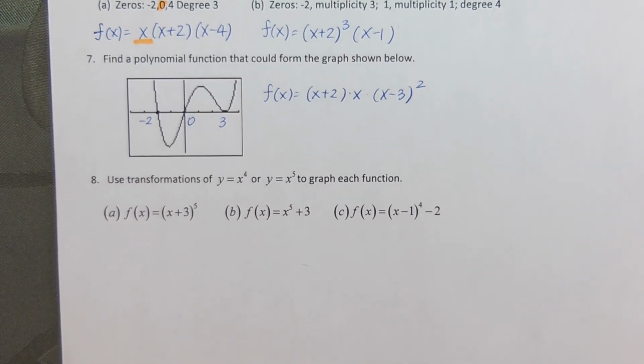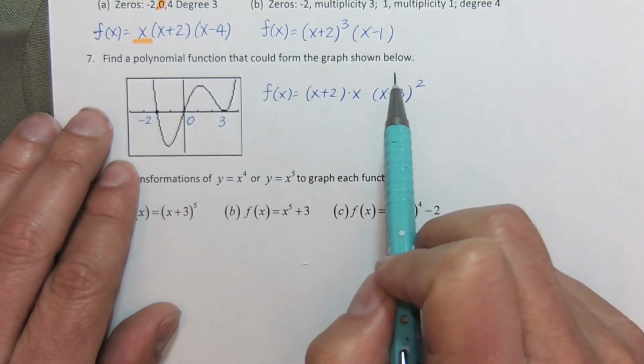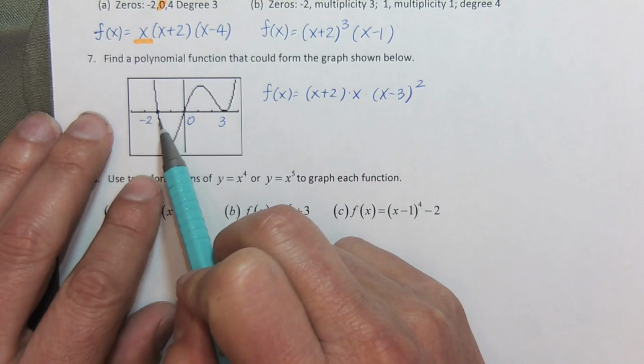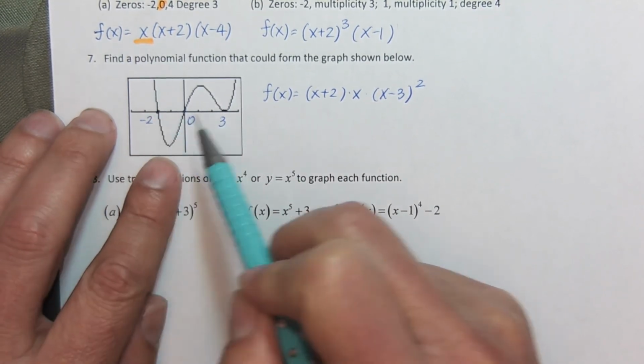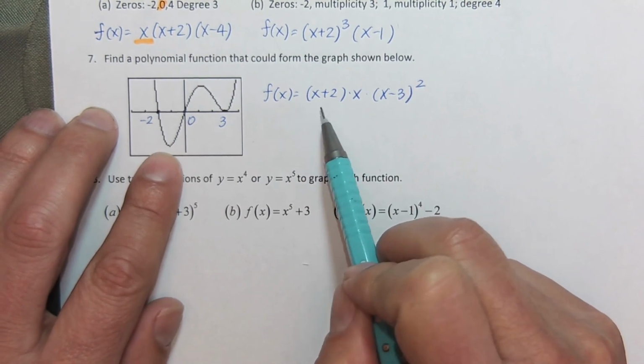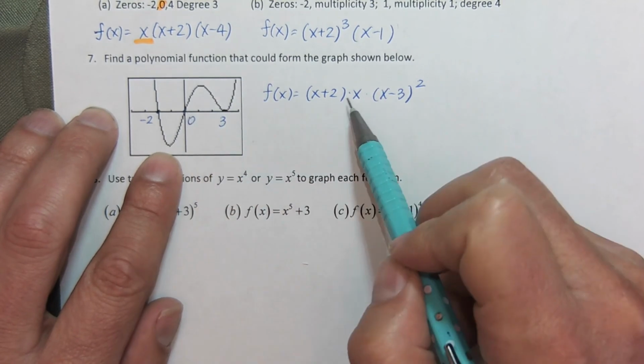For our last one here, we're going to find a polynomial that could form the graph shown below. So we have zeros here at negative 2, 0, and 3. We can see it's going straight through negative 2, so it's just x plus 2. Remember, it's the opposite sign for the same reason up here. It cuts through 0. Doesn't look like it's doing anything fancy, so over here.